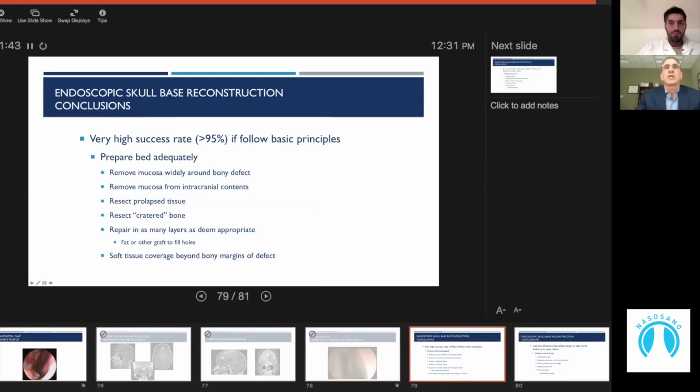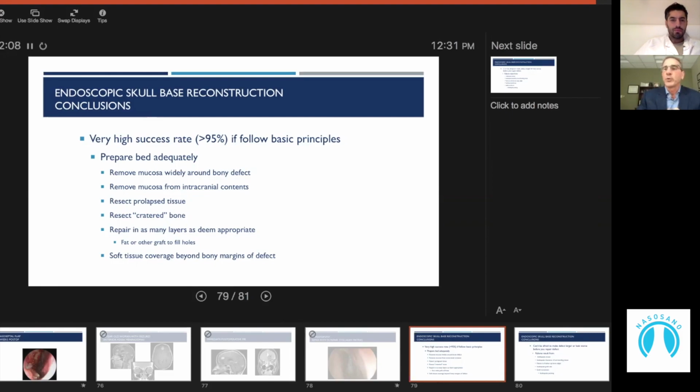So endoscopic skull-base reconstruction, the success rate should be well over 90%, even for large defects. The keys are preparing the bed adequately. We need to adequately get exposure, remove mucosa and cratered bone preferentially, remove or reduce the encephalocele or meningocele, and then we need to close it in as many layers as we think is necessary.